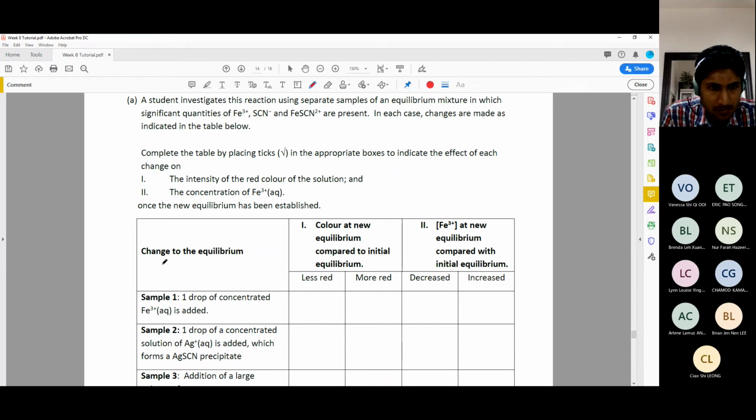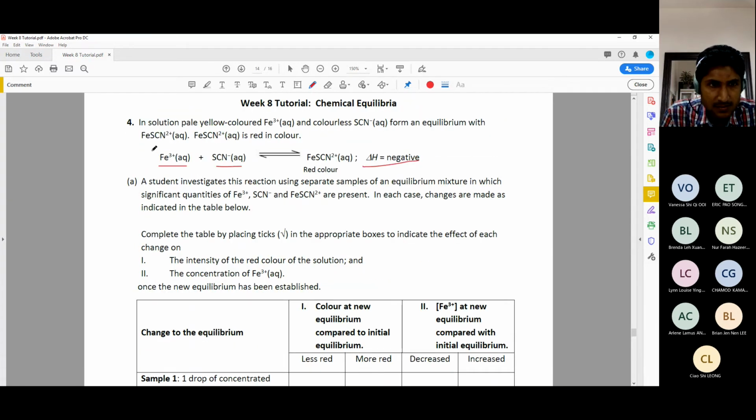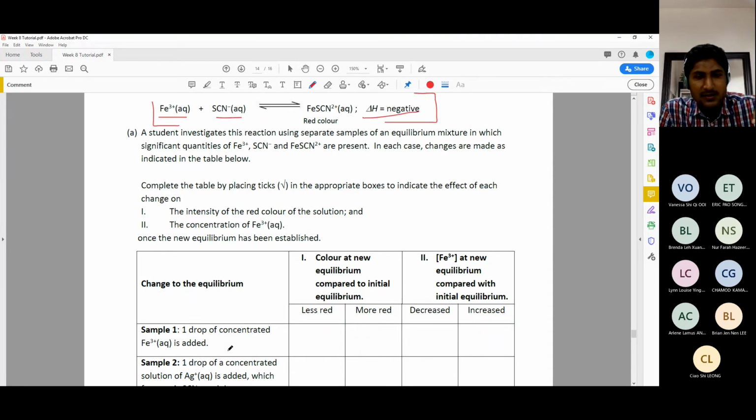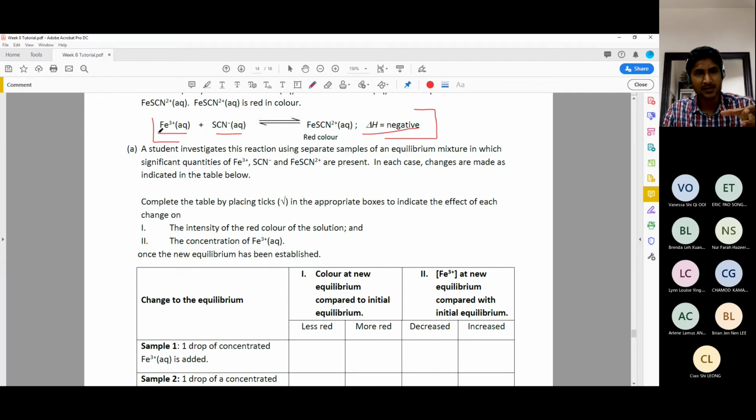So this is the reaction that is happening, and if I add 1 drop of concentrated ferric, Fe3+ aqueous, in that solution in a beaker, where I have taken iron and thiocyanate and it produces ferric thiocyanate, and then I'm adding in that beaker 1 drop of this ferric, or Fe3+. What will happen?